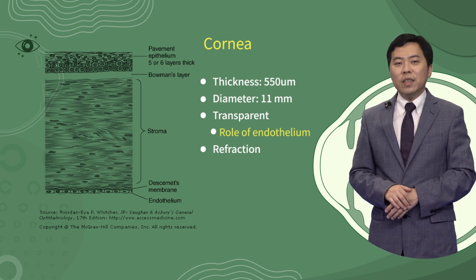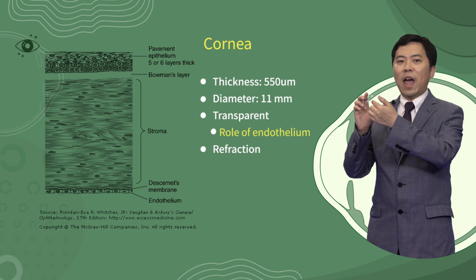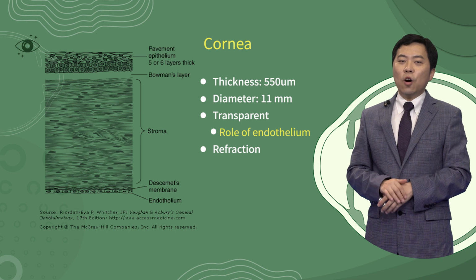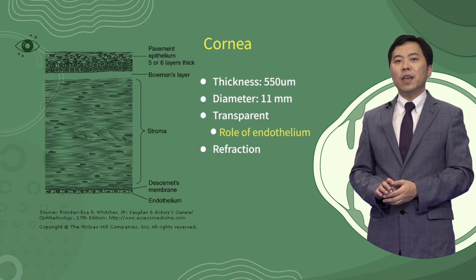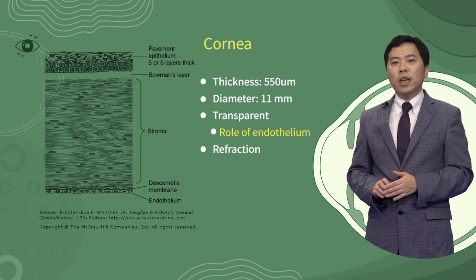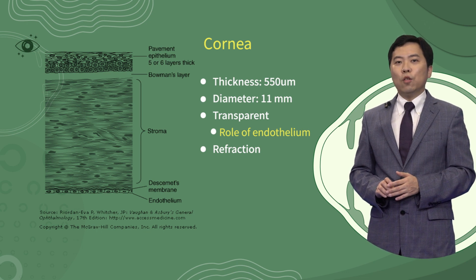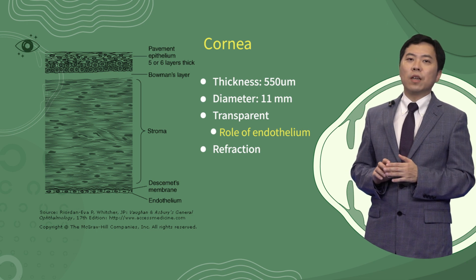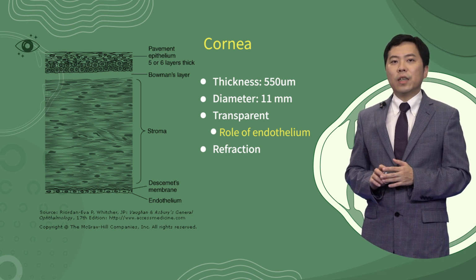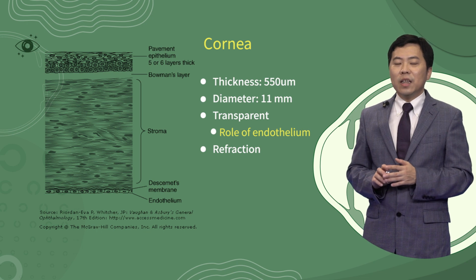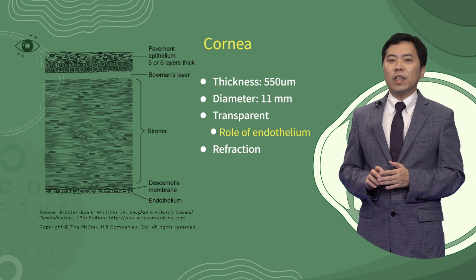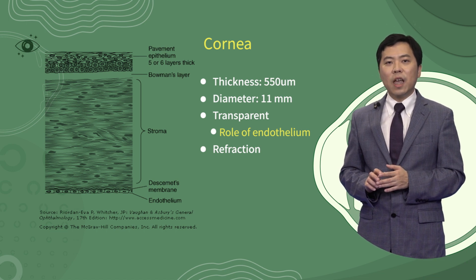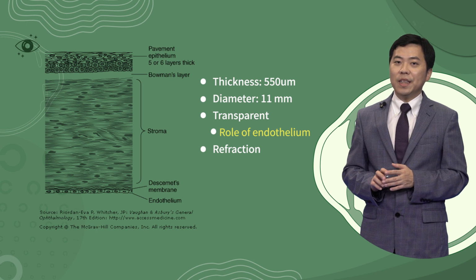Cornea is transparent, which allows the passage of light into the eyeball. To stay transparent, the cornea must be dry. If there is too much water, it will become edematous and lose transparency. The endothelium can pump water out of the cornea and is critical in keeping it dry. Another important function of the cornea is refraction. Cornea contributes to more than 80% of the refraction of the eye.